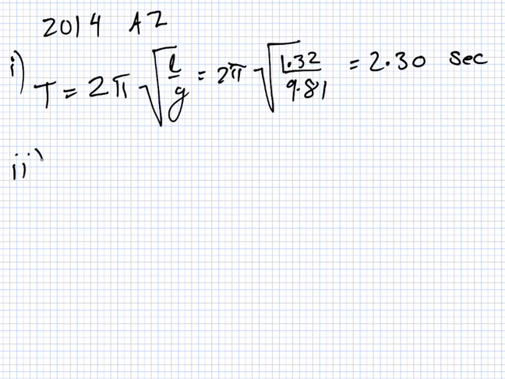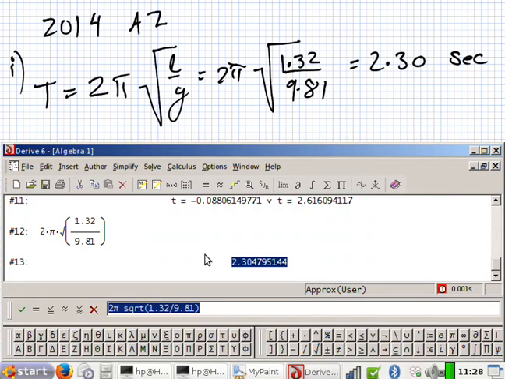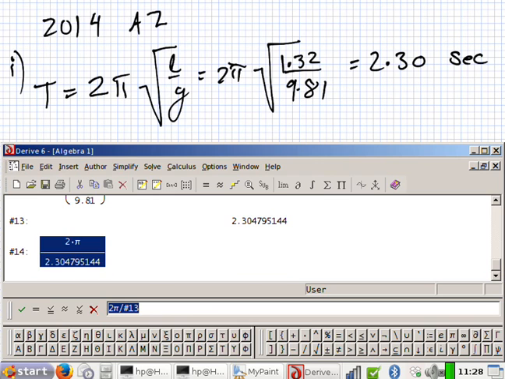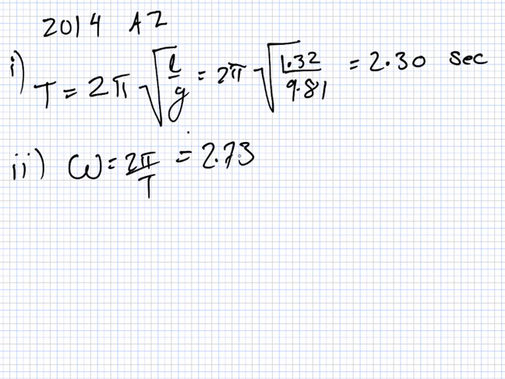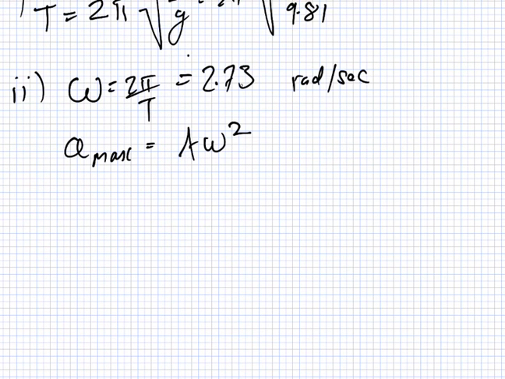Part 2 is what is the magnitude of the maximum acceleration. So first we need the omega. The omega is 2 pi over T. So that's 2 pi divided by the time, which comes out as 2.73 roughly. 2.73 radians a second.